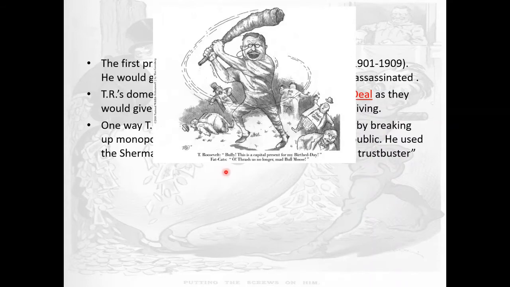T. Roosevelt says, "Bully, it's a capital present for my birthday. Fat cats, oh, thrash us no longer, mad bull moose." So yeah, the club, speak softly but carry a big stick.